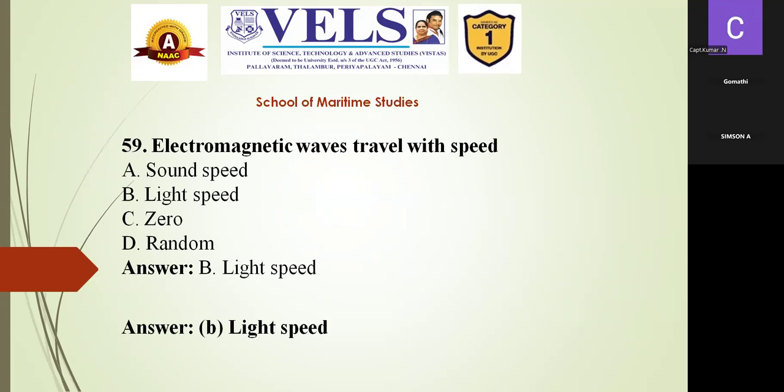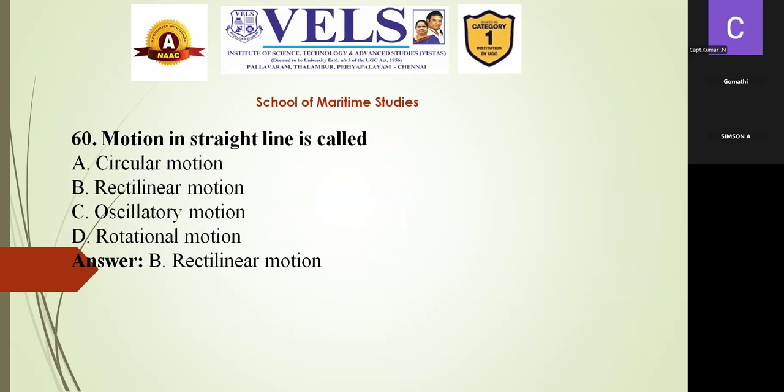Electromagnetic waves travel with the speed of light. Our next question is motion in a straight line, which is called rectilinear motion. If motion is in a circular path, it is called circular motion.